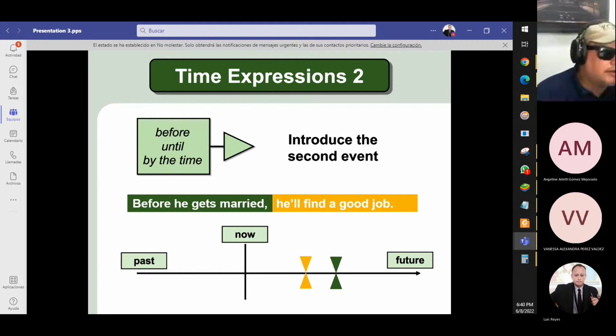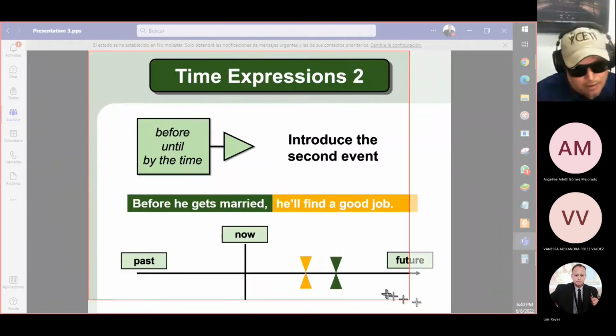Before he is married, he'll find a good job. Ok, eso quiere decir que la expresión principal, he will find a good job, o sea, el main clause, tiene que suceder primero. No se puede casar sin encontrar un buen trabajo. Antes de que se case, él va a encontrar un buen trabajo. Before he is married, he'll find a good job. Does anyone have any questions?